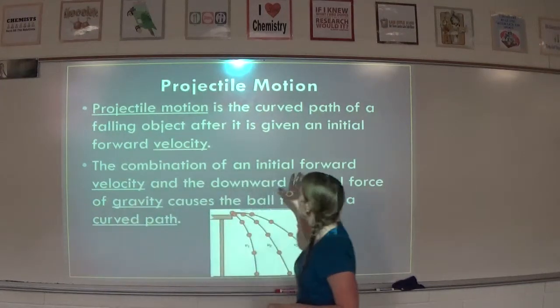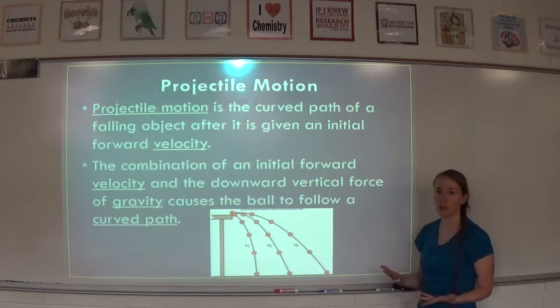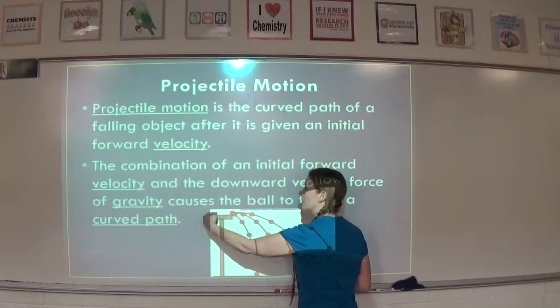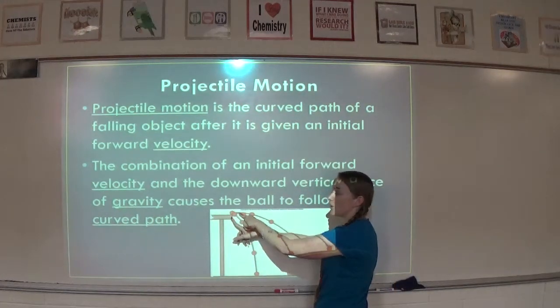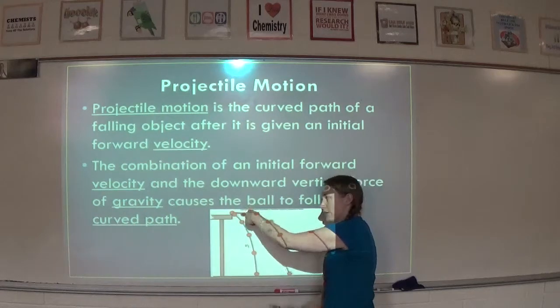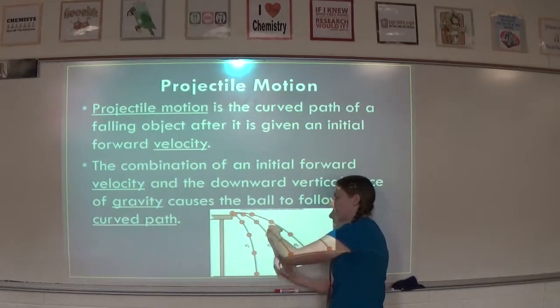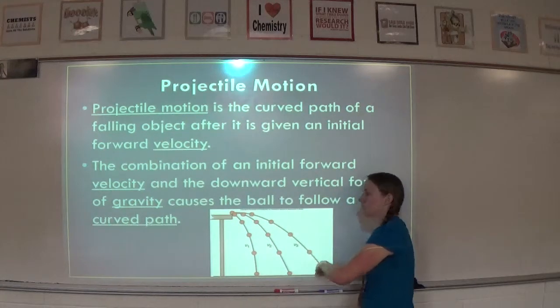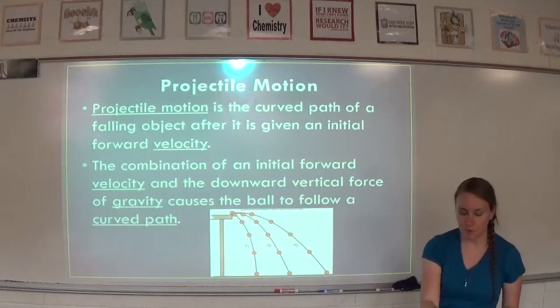So the combination of an initial forward velocity and the downward vertical force of gravity causes the ball to follow the curved path. So I'm trying to flick it this way, but once the table is not there to support it, what has a hold of it now? Gravity. So it's still trying to go in this direction, but gravity is just pulling it lower and lower and lower. So that's how you get that curved path. All right, and so that's an example of projectile motion.